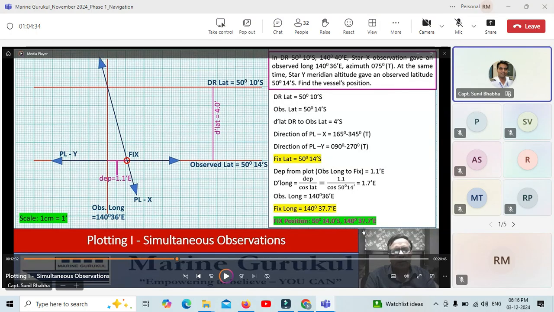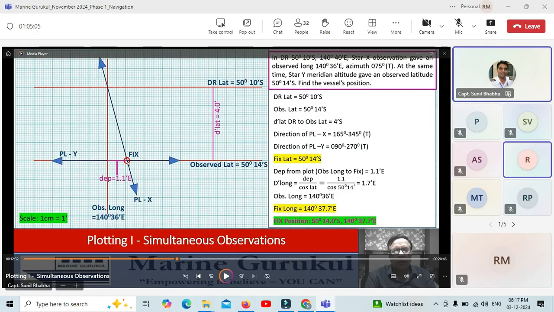Go ahead with any more doubts if there are any, beta. Sir, if I take a DR longitude as a reference to measure departure, then I should be adding the departure to get the fix, so I will get the same, right? Then you will be subtracting it, beta. The fix will be west of the DR longitude, no? Yes, subtracting, that's correct, beta. So you can use both ways. Yes, you can use both ways.